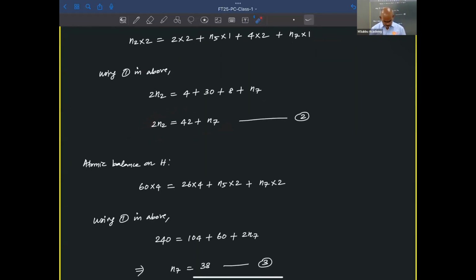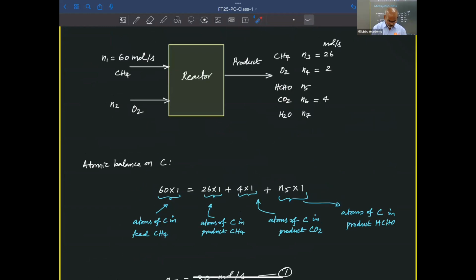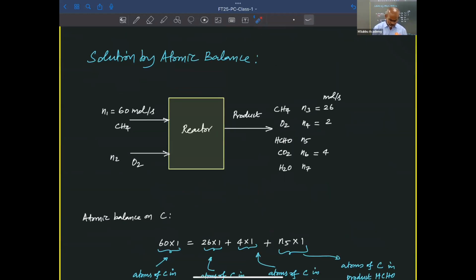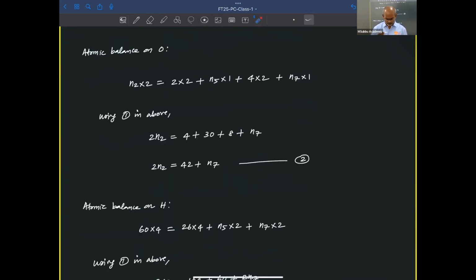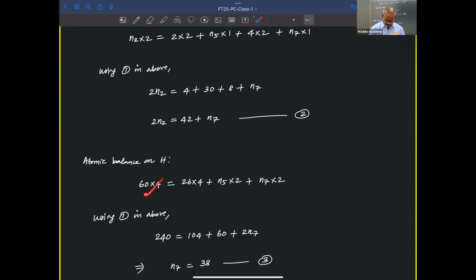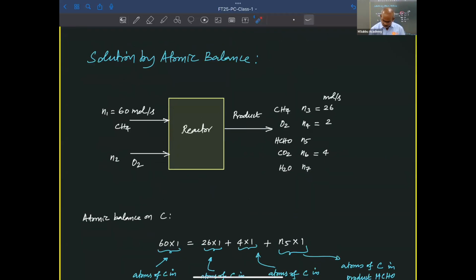We also have one another balance possible, which is balance on hydrogen. So how much of hydrogen is entering here? In 1 methane, we have 4 hydrogen. So always 60 multiplied by 4, that is what is entering. There is gram atom of hydrogen entering. That is equal to leaving in this methane, which is 26 into 4.